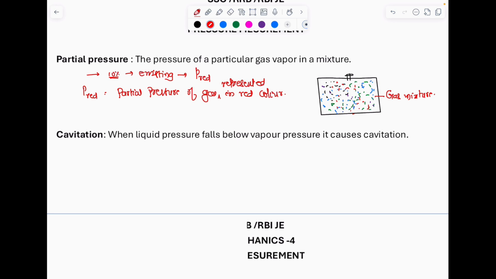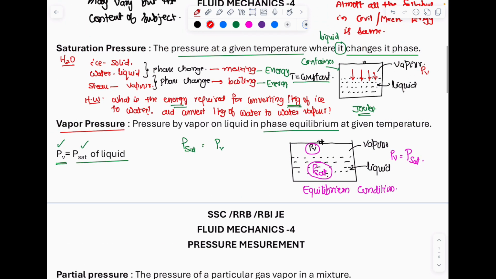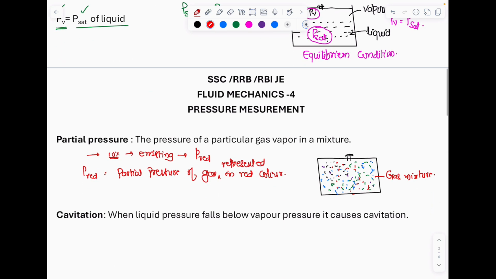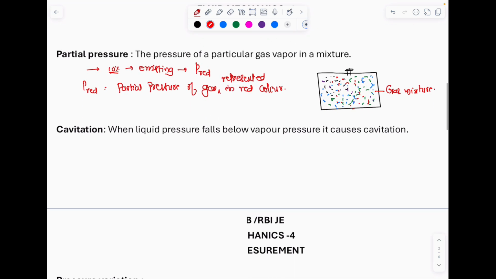Now, till now we have defined many types of pressures. One is absolute pressure, another is gauge pressure, another is atmospheric pressure, another is vacuum pressure. Please refer to my lecture number 3, FM3, for those types of pressures. Now today we have defined saturation pressure, vapor pressure, and then partial pressure.